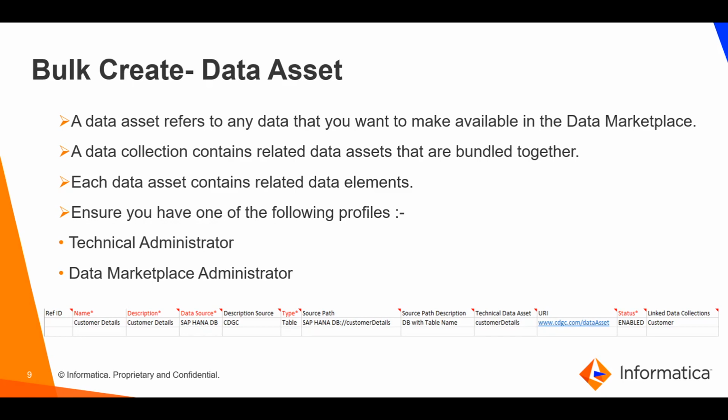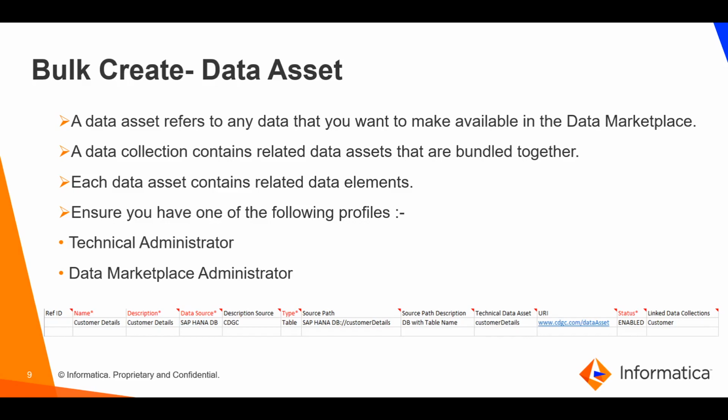Next, the source path. This is the location of the data asset in the data source. To help the technical owners easily discover the data asset in the data source, enter the fully qualified path of the data asset. Next, the source path description. This is the description of the location in the data source where the data asset is stored. Enter additional information about the source path of the data asset. Next, technical data asset. This is the name of the data asset as it appears in the data source. Next, the URI. It is the resource or location where the data is stored or maintained. Enter the URI that is most helpful for data users to access the data.